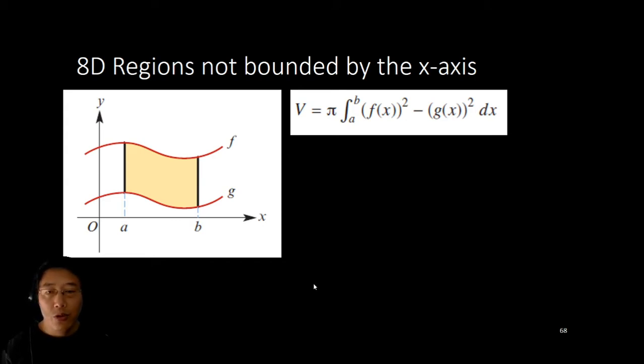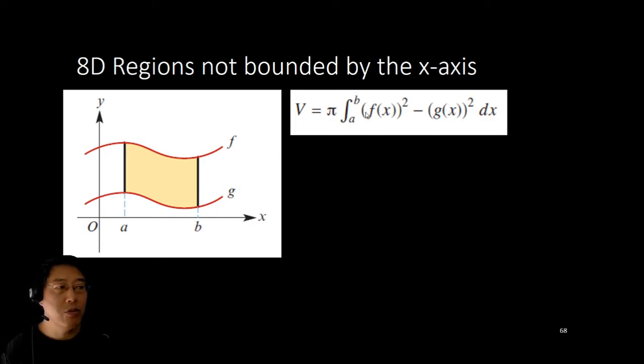Continue with the volume of revolution. Now, what if you have two curves, and you do a revolution of the interval between the two curves? What you end up with is a hollow shape. To do that, we take the difference between the two volumes.